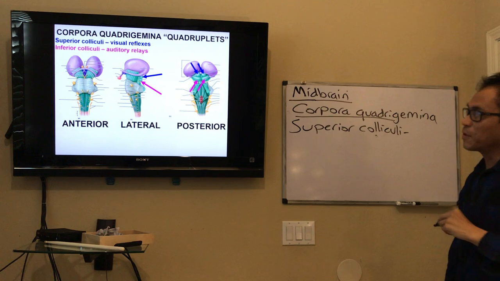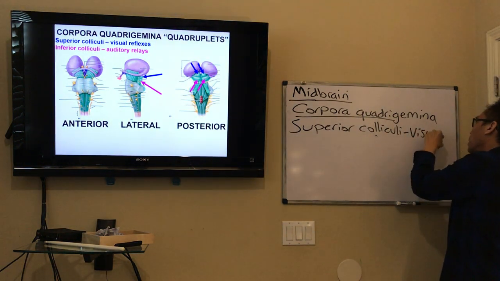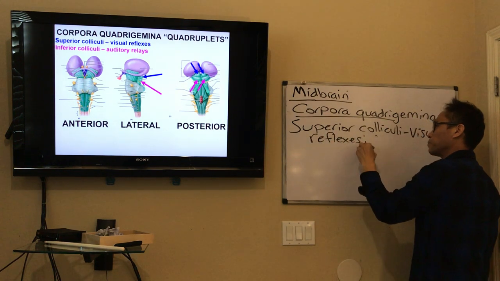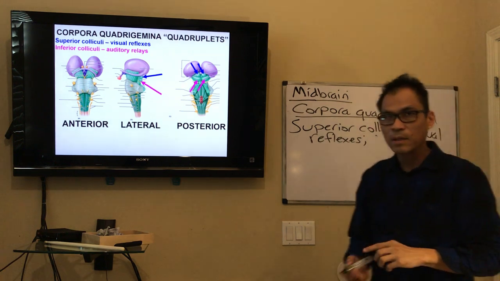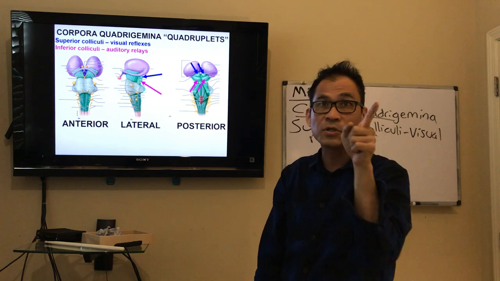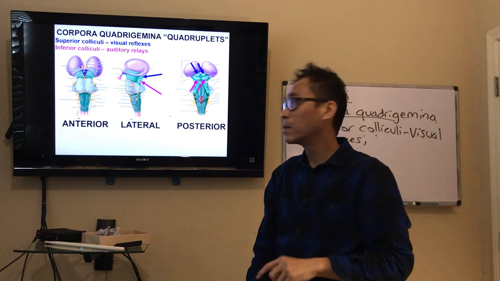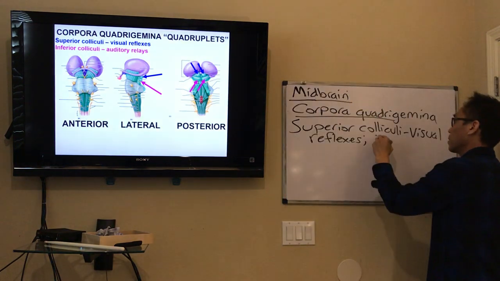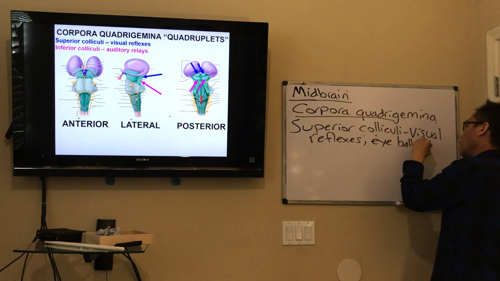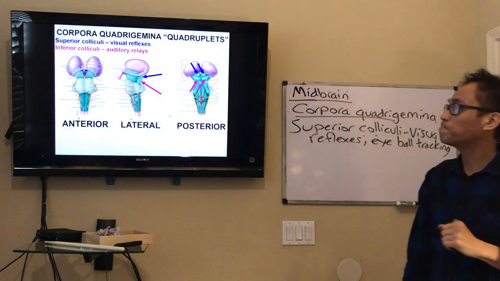So the superior colliculi, those are for visual reflexes. Like for example, when the doc shines a pen light, it says watch the light, and you just track it with your eyeballs. Yeah, that kind of visual thing. Ball tracking, watch the light.